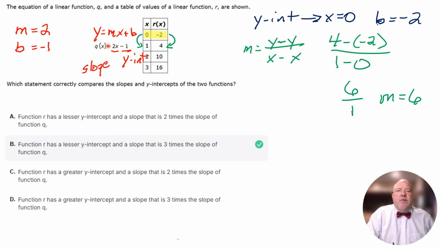So again, you need to remember what slope-intercept form is: y equals mx plus b. You also need to remember how to find the slope from a table of values, and also that the y-intercept is where x equals 0.